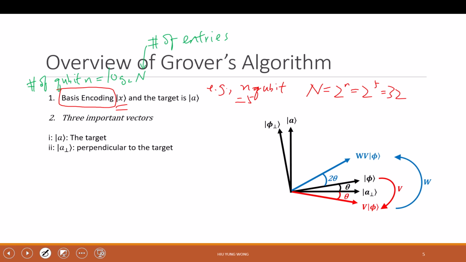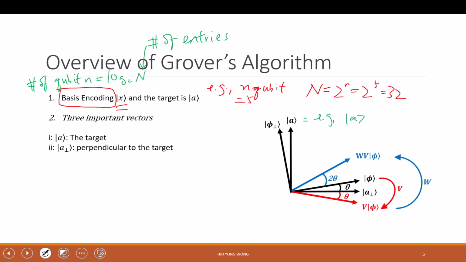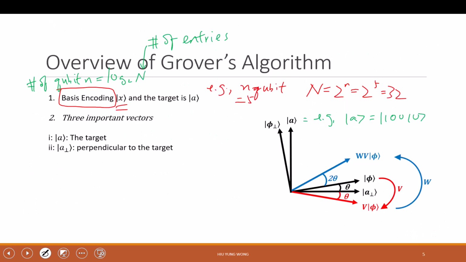Okay, so that's the first thing. In this algorithm, we also have 3 important vectors. We are going to study them one by one, but let's understand what they are. The first vector, of course, is A. For example, earlier, in the last line, we have A equal to 1, 0, 0, 1, 0. This is the one I want to search. So, of course, this is an important vector, because that is what I want to search.